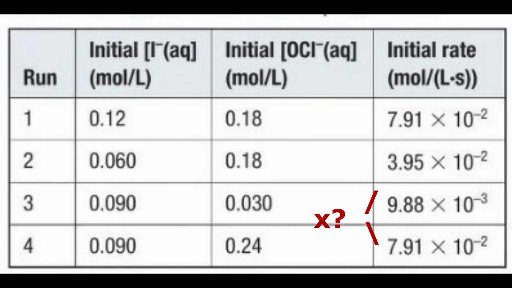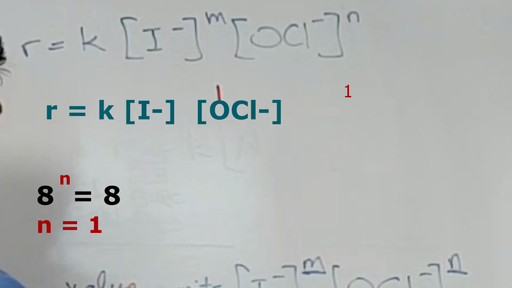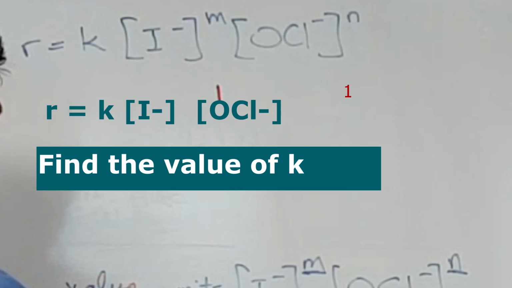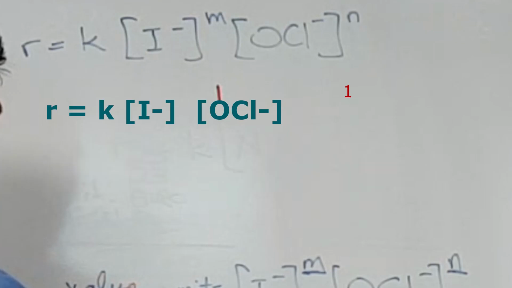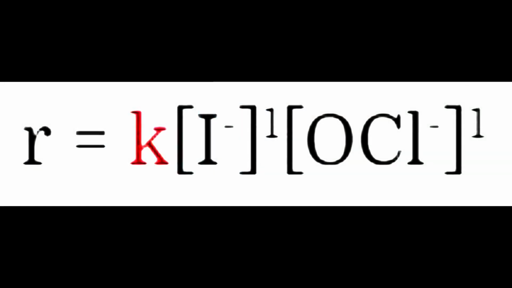What number times 9.88 will give me 7.91 times 10 to the negative 2? So the 8, right, it's 8. So it's the same thing as that one. Right, which? It's just going to be 1. It's 1. So that means the n here is 1. Now we've got 2 of the numbers. There's only one number left to figure out this rate law equation, and that's k. We don't know what k is.